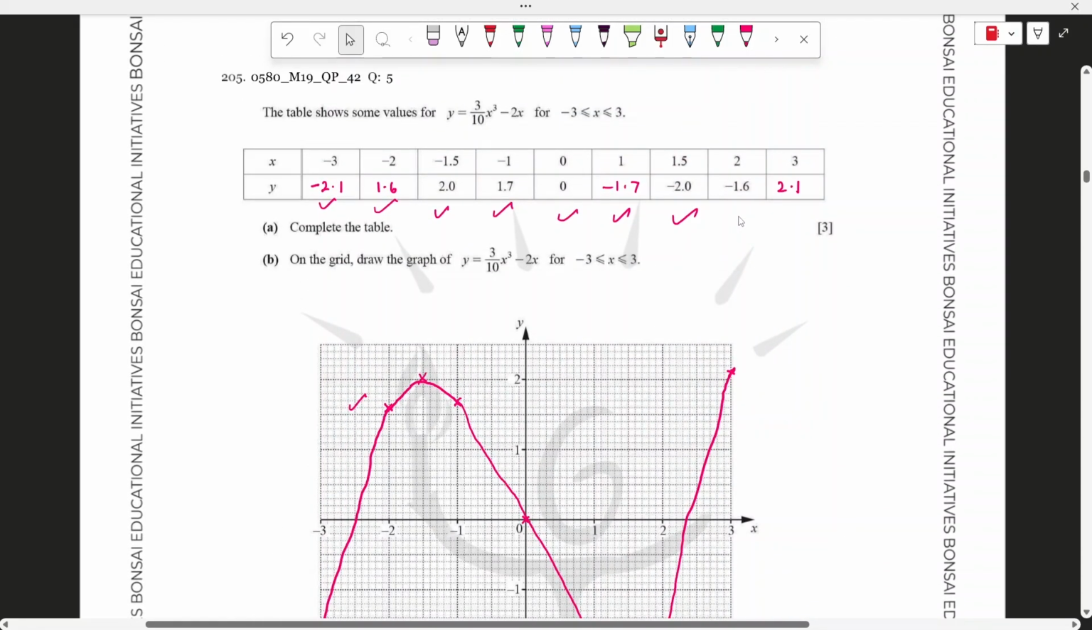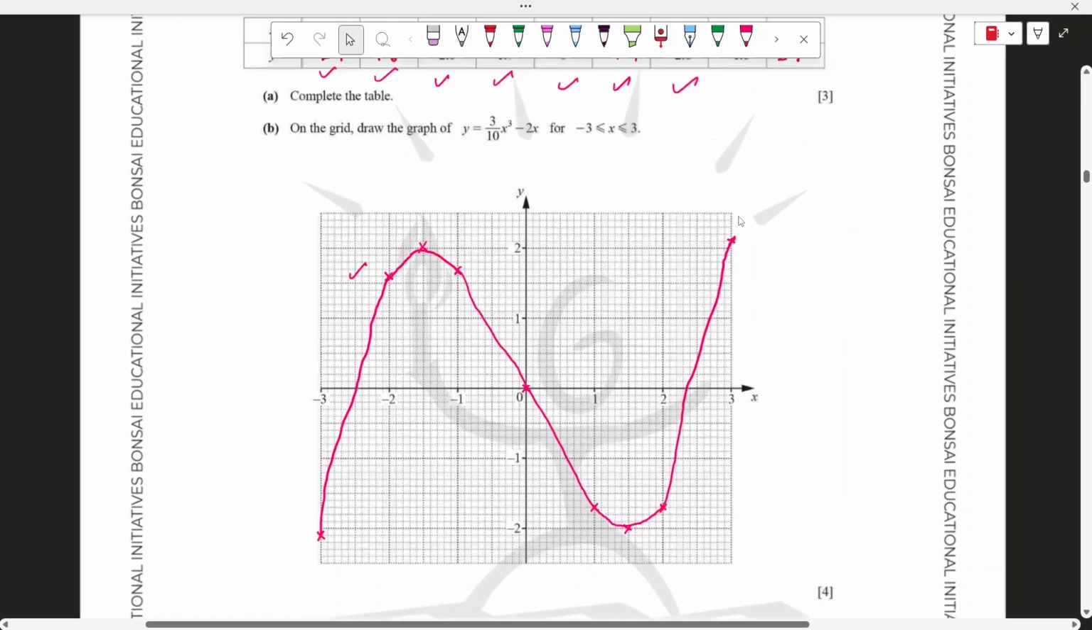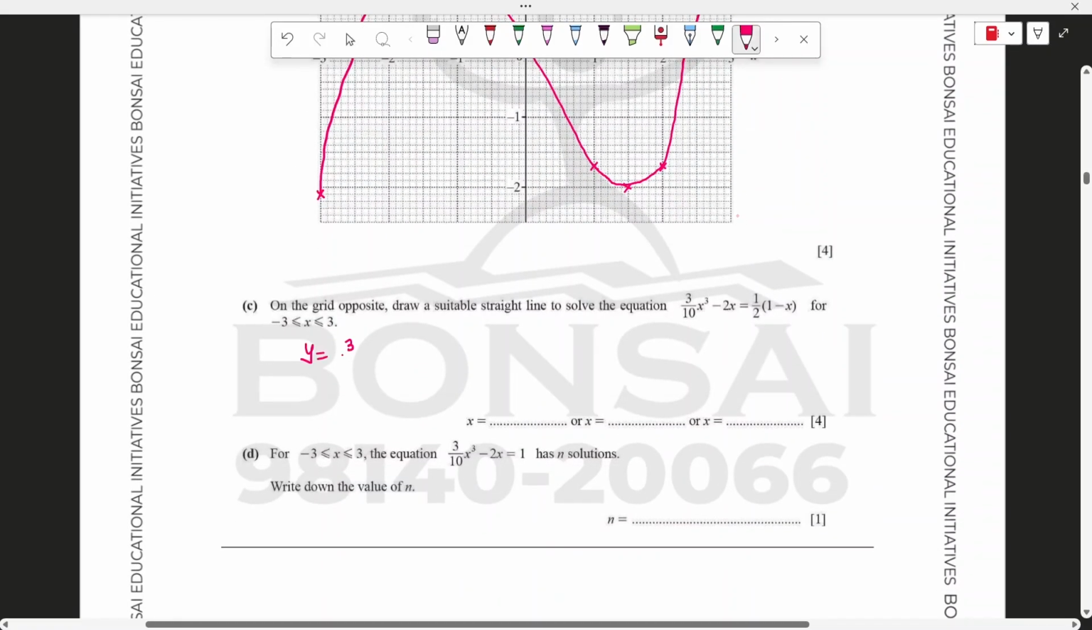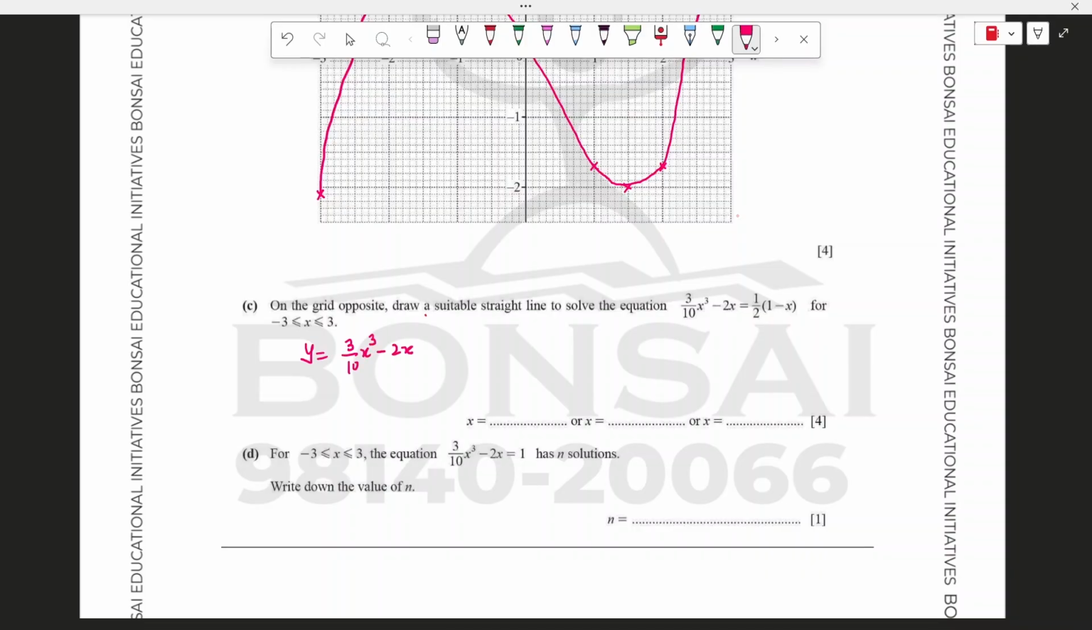The function is y equals 3/10 x cubed minus 2x. Okay, so what are we looking at? We are looking at this equation. When you are solving these kinds of equations, what do you need to do?